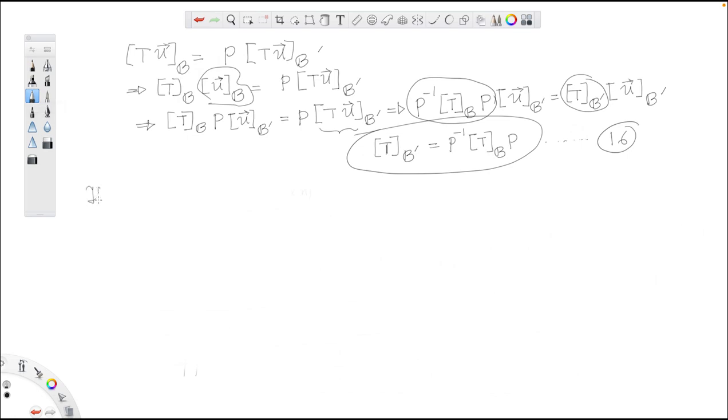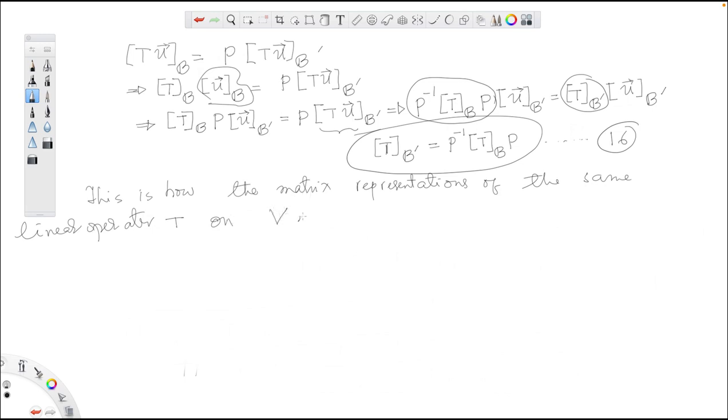So let me write it here. This is how the matrix representations of the same linear operator T on the vector space V relative to the two ordered bases, calligraphic B and calligraphic B prime, are related.